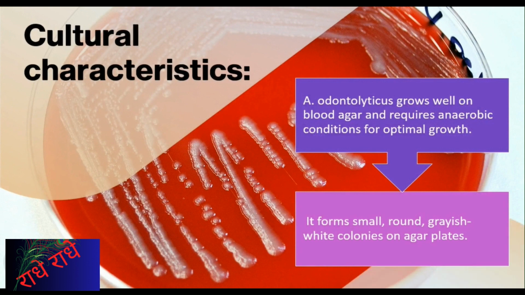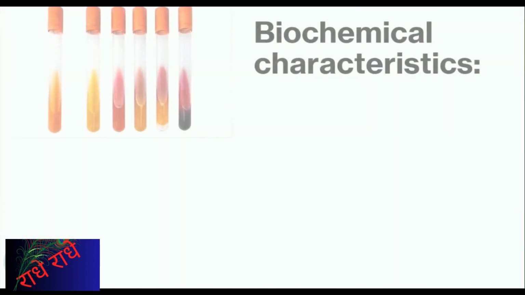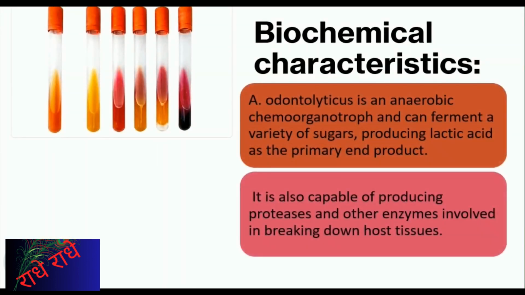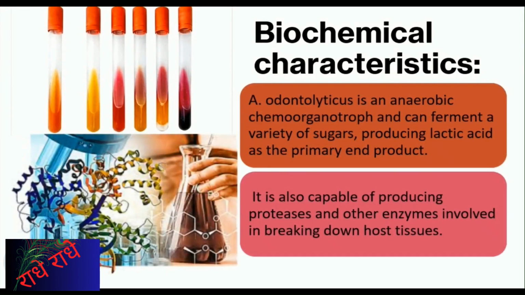Odontolyticus grows well on blood agar and requires anaerobic conditions for optimal growth. It forms small, round, grayish-white colonies on agar plates. Odontolyticus is a common component of dental plaque that is capable of causing periodontitis in its host. It is an anaerobic chemoorganotroph which ferments a variety of sugars and produces lactic acid as the primary end product.